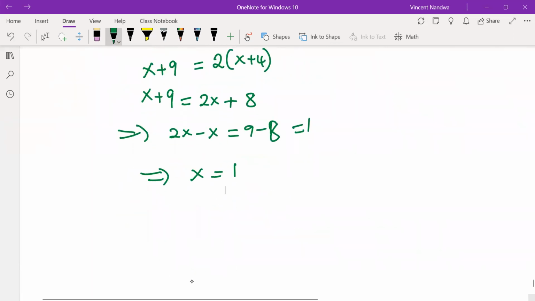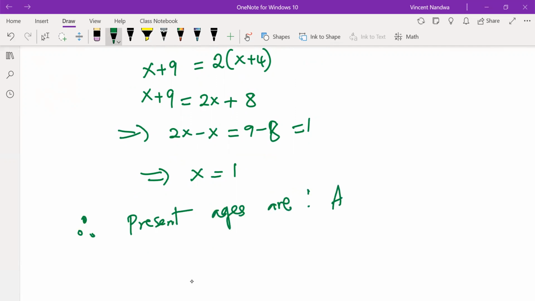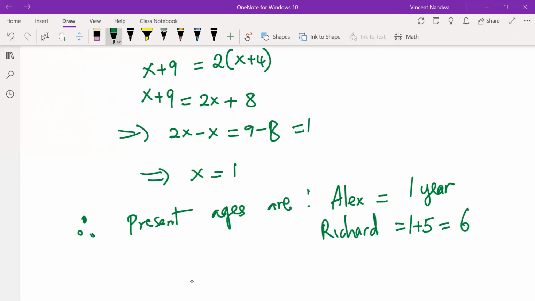So this means that the present ages are: Alex is 1 year old and Richard is 1 plus 5, which is 6 years.